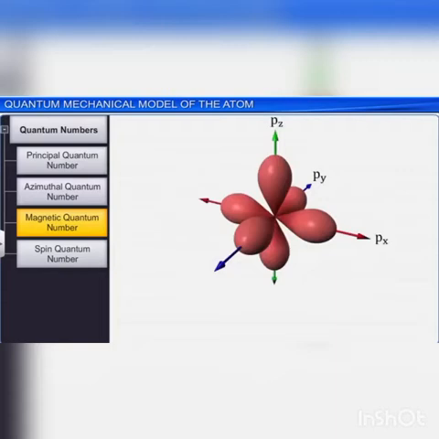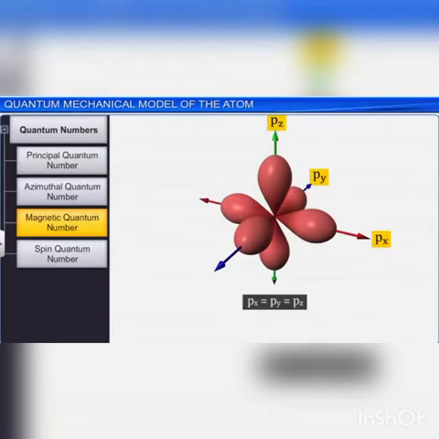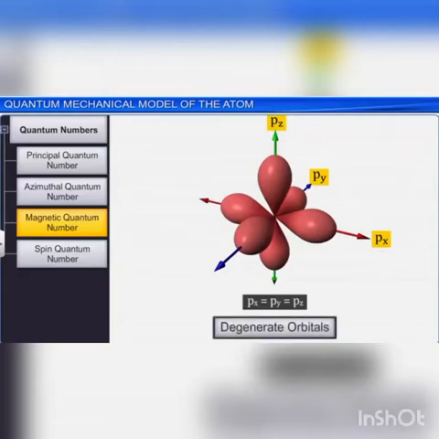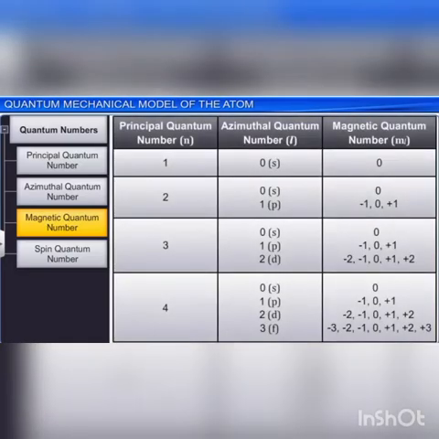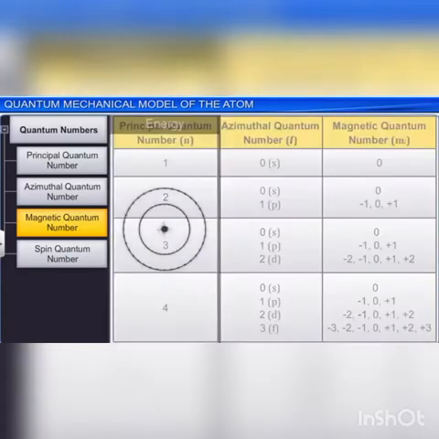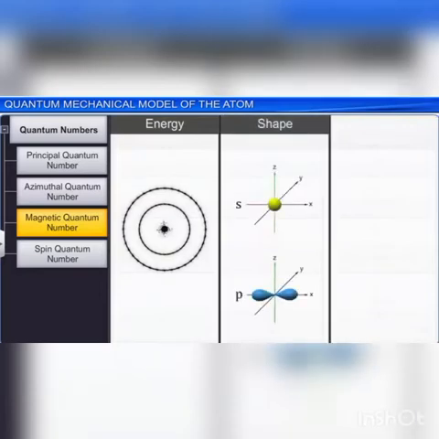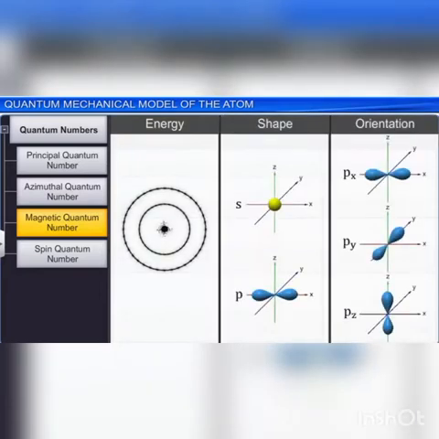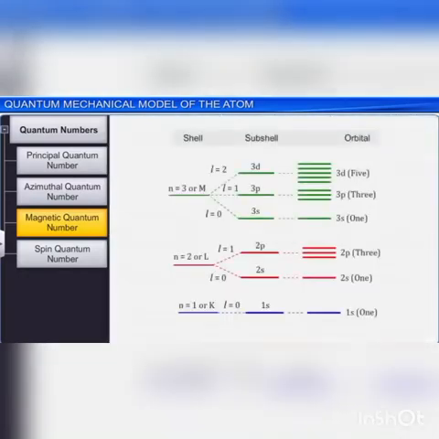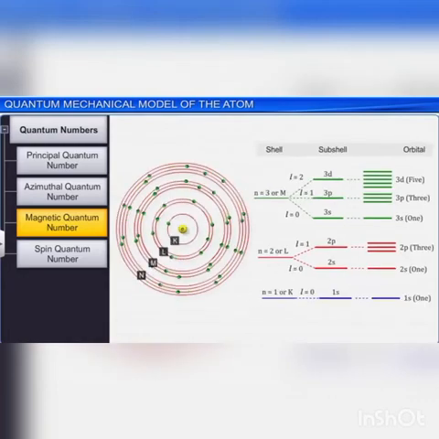Note that all orbitals belonging to a subshell have the same energies and therefore are called degenerate orbitals. Thus, the 3 quantum numbers can very well define the energy, shape and orientation of atomic orbitals. However, these quantum numbers fail to explain the presence of closely spaced lines, doublets or triplets in the atomic spectra of multi-electron atoms.